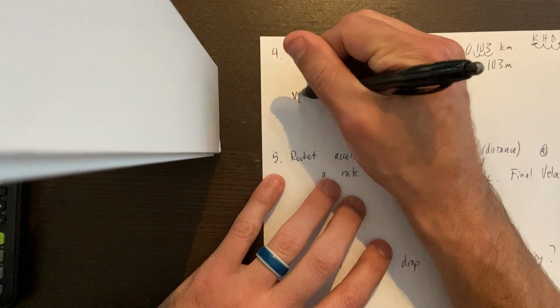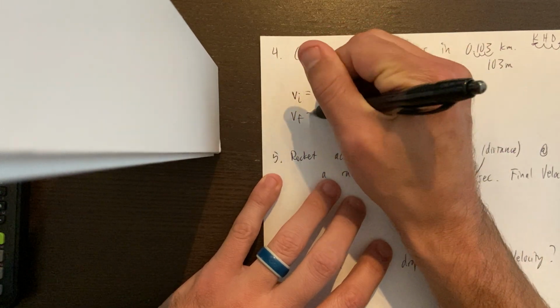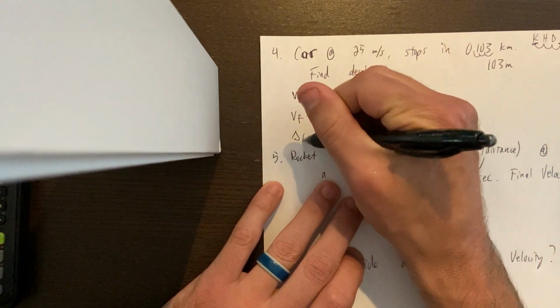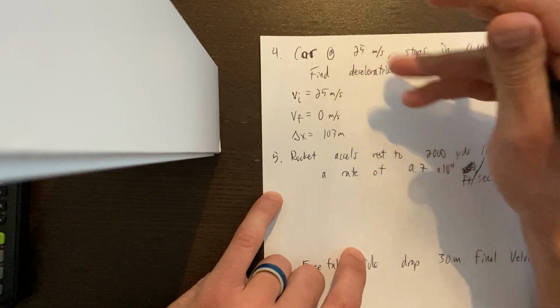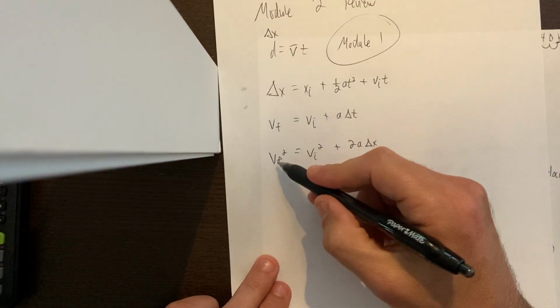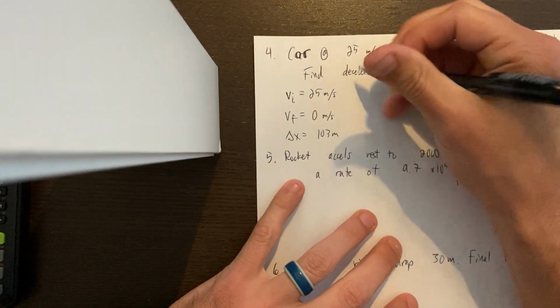So we're gonna start writing down the information given. Vi is 25 meters per second. Vf is, of course, 0 because it stops. And then we have delta x, which is 103 meters. So if you think about that, that closely relates to which kinematic formula? This one. Again, we've got Vf, Vi, and a. It makes sense. We don't need time in this problem.